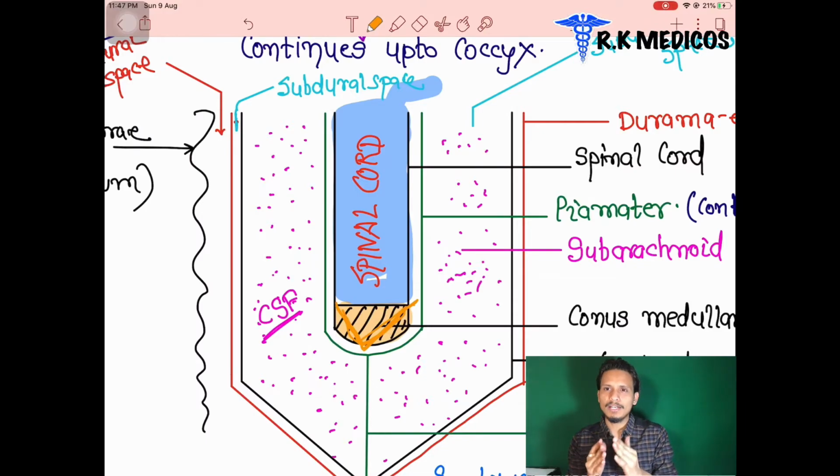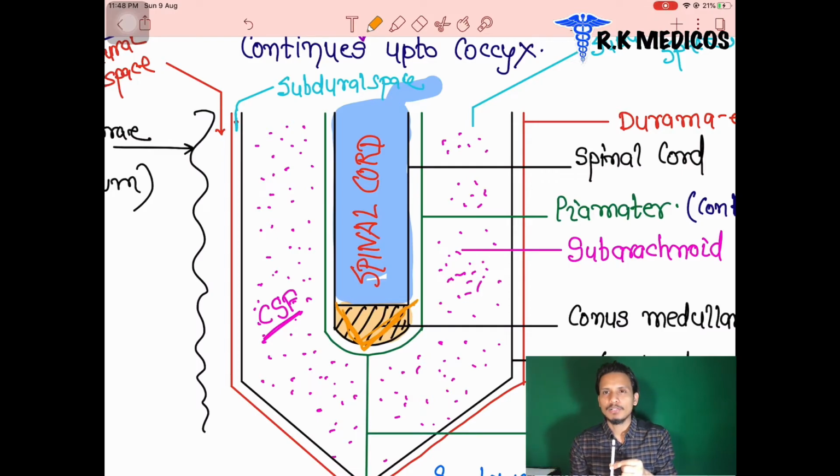So now you are going to find the spaces. Suppose that this is the spinal cord. The first layer surrounding it is the pia mater, the second layer is arachnoid, the third layer is dura mater, and the fourth one is the bone. Between the bone and dura mater, the space present is called the epidural space. It is between the outer layer of the meninges, the dura mater, and the vertebral bone. It is called epidural, meaning outside the dura.